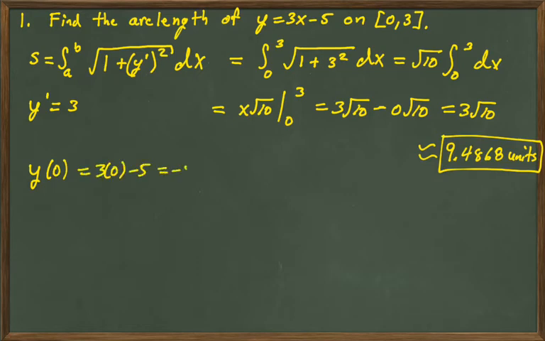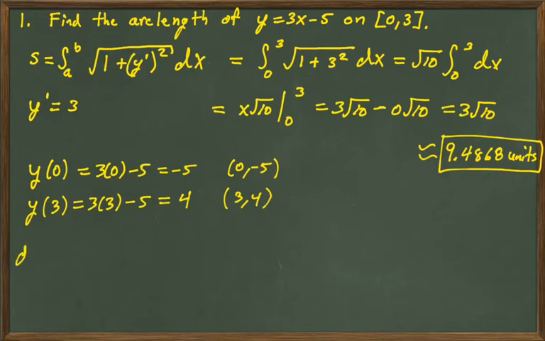And so the y that goes with 0 is -5. Then plug in the 3. So the y that goes with x equals 3 is 4. So that gives us the ordered pairs (0, -5) and (3, 4).